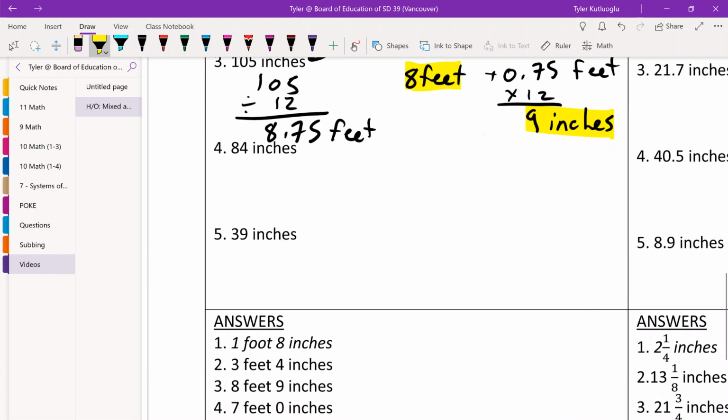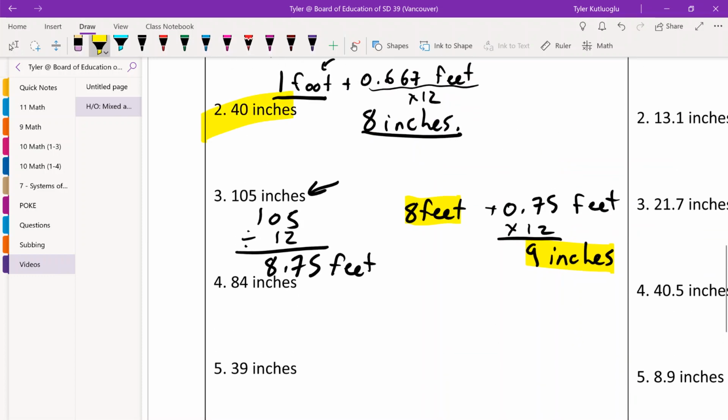Cool. We can check our answer. Good. Okay. You should try these other ones. Check the answers at the bottom. Make sure you're doing them right.